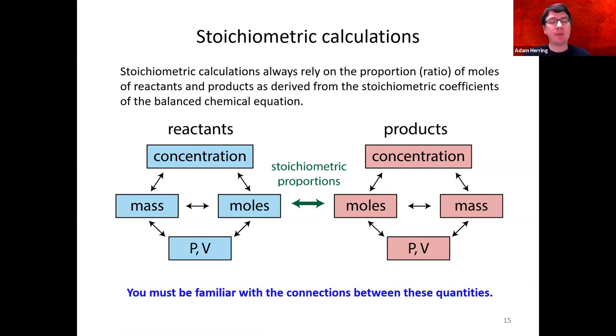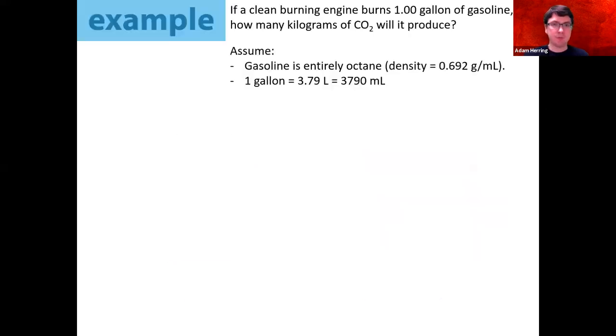So again, you need to be familiar with how to make the connections in between solution concentrations, between masses, between moles, between pressure or volume of an ideal gas. And you need to be able to do that quickly to solve these types of problems. So let's go through an example. Let's say that you have a clean engine that burns a gallon of gasoline. We want to know how many kilograms of carbon dioxide will it produce. Let's make some assumptions. Let's assume that the gasoline is entirely octane with a density of 0.692 grams per milliliter. And we know as well that a gallon is equal to 3.79 liters or 3,790 milliliters.